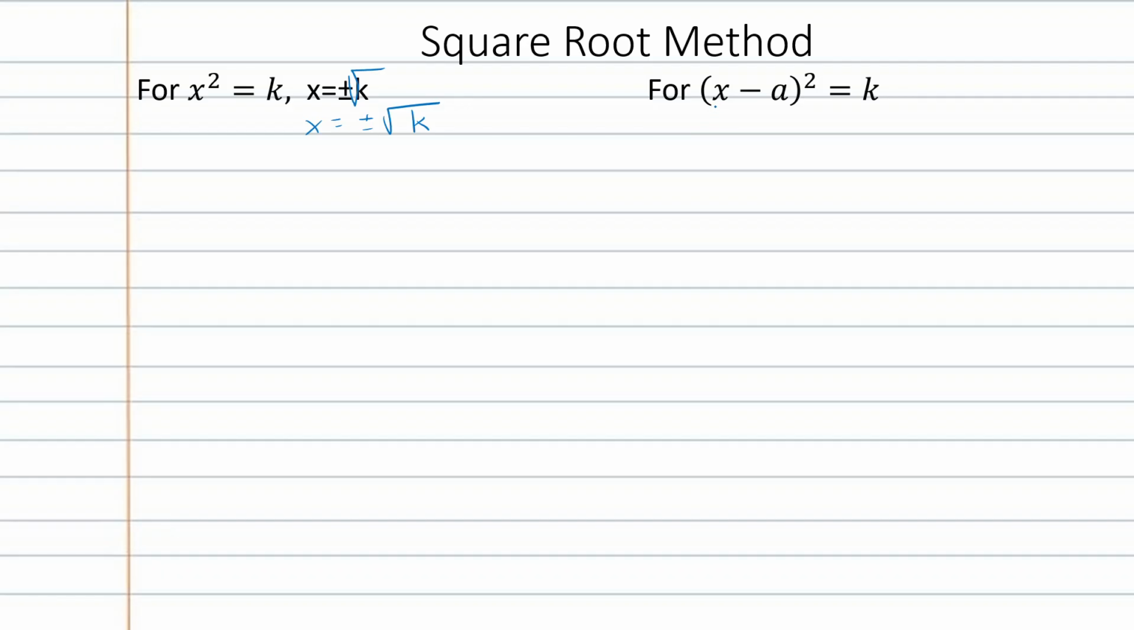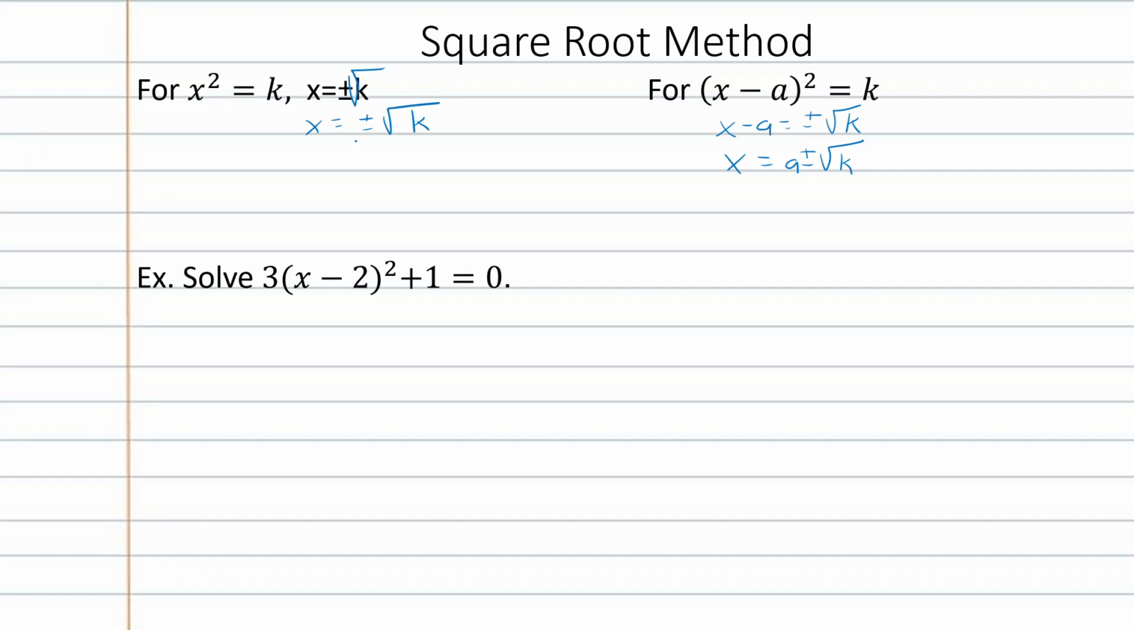Alright, what this means is that if we generalize this for anything squared, so in this case, if I try to say, well, what about x minus a squared? What if that were to equal a k? Technically, that would mean that x minus a would equal plus or minus the square root of k, right? Which means that x would equal a plus or minus the square root of k.